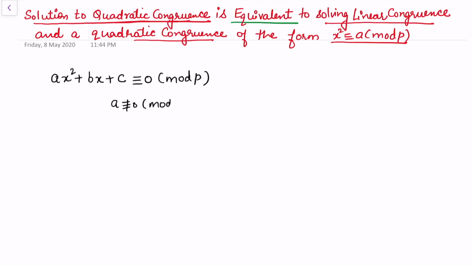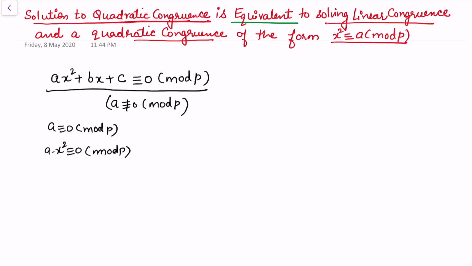If a is congruent to 0 modulo p, then this converts directly into a linear congruence, because in that case a times x square is also congruent to 0 modulo p. This means the first term reduces to 0, so we get bx plus c congruent to 0 modulo p, and hence the quadratic congruence reduces to the linear congruence, and this is what we do not want. We want to find the solution of a quadratic congruence. So for a quadratic congruence, the coefficient of x square should not be congruent to 0 modulo p. This is a condition that we must take.